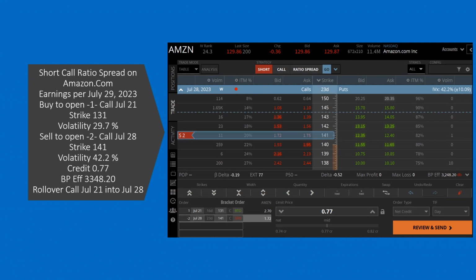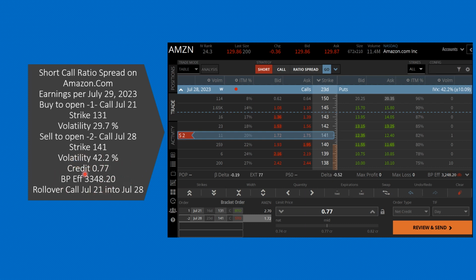Here is an example of a short call ratio spread of Amazon. This is very interesting because you can see here on the volatility that the price range is about $10. So what I did is buy a 131 call and sell two calls, strike 141. So I have a range of 10 points, or $10, because I profit again from the high volatility. I even get a credit of 0.77, and I even indicate here the buying power.